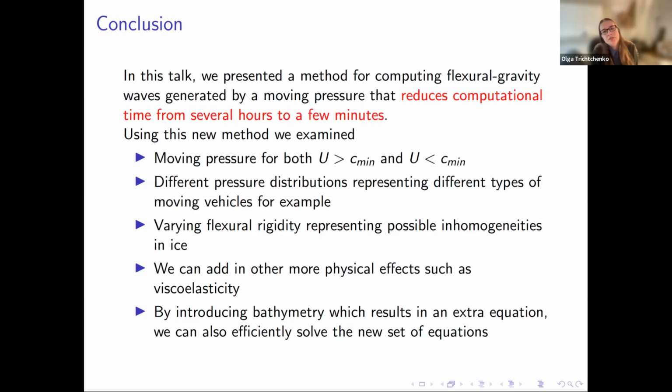You can see that this reduces the computational time from more traditional methods from several hours to just a few minutes. And you can examine different regimes for the pressure, varying flexural rigidity to represent possible inhomogeneities in ice. And you can add more physical effects, such as using a viscoelastic model or bathymetry, for example, if you have a variable bottom. All right, thank you very much for your attention.